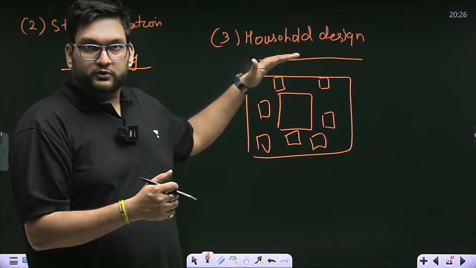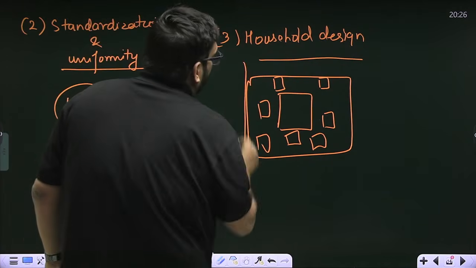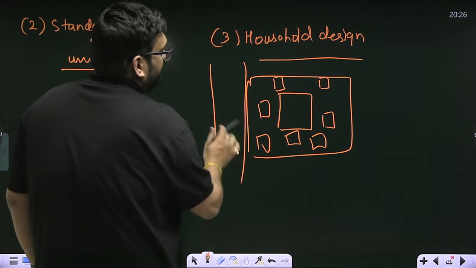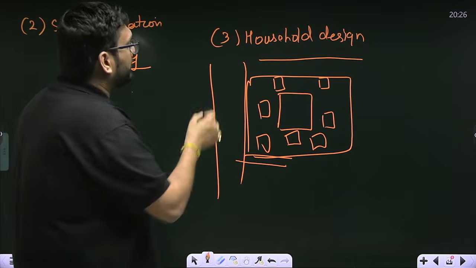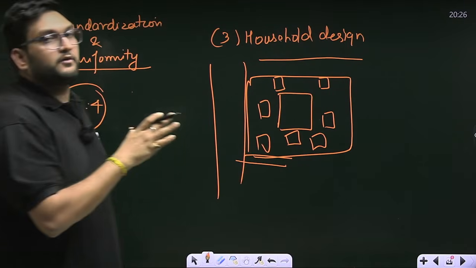This could be 1-story, 2-story. None of the doors or windows opened towards the main street, only in the side lanes, not in the main street. And over and above that, privacy was taken care of very well.